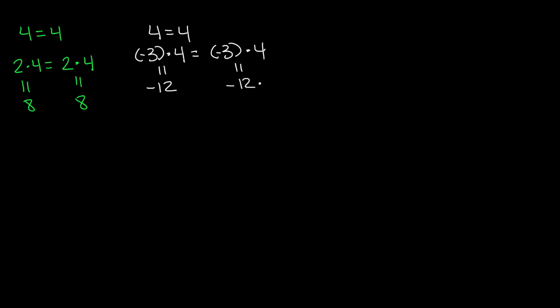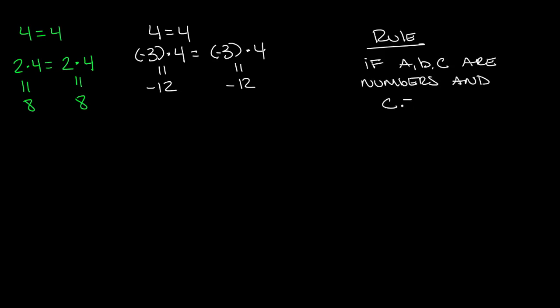General rule. If A, B, and C are numbers, and C is not 0, and A equals B, then C times A equals C times B. Who cares? Well, again, it allows us to do algebra.